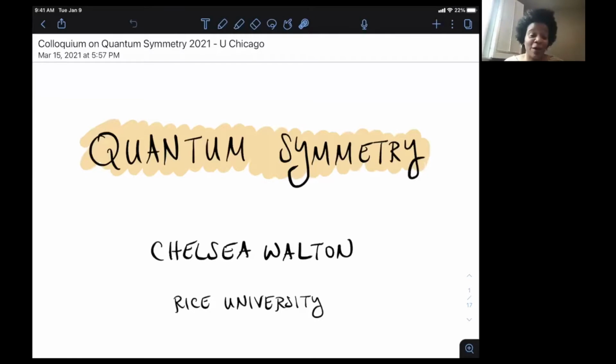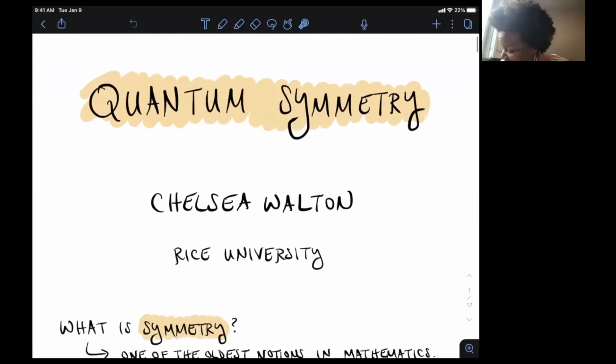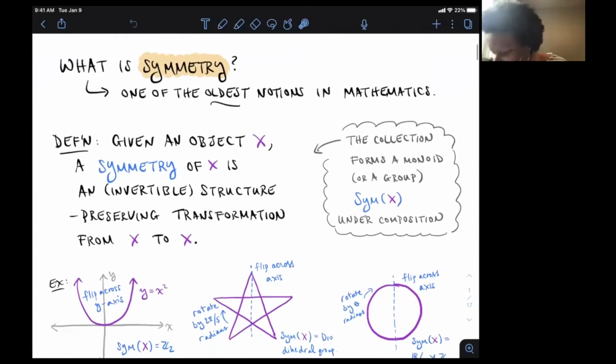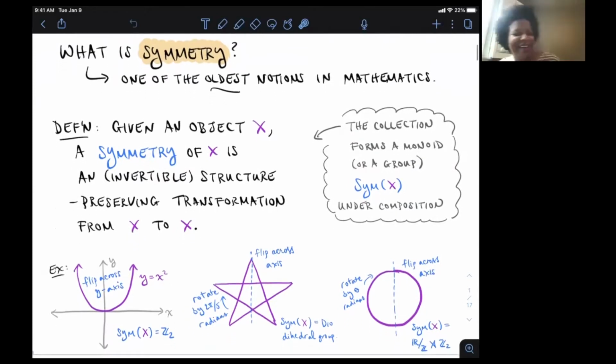So this is a talk about quantum symmetry, but in order to begin, I have to tell you what symmetry is. Amy talked a bit about this in her JMN address, but I'm going to repeat a little bit of it. So what is symmetry? Symmetry is one of the oldest notions of mathematics. It appears in art, music, all over science. But mathematically, a symmetry is as follows.